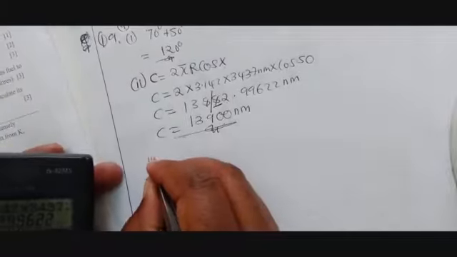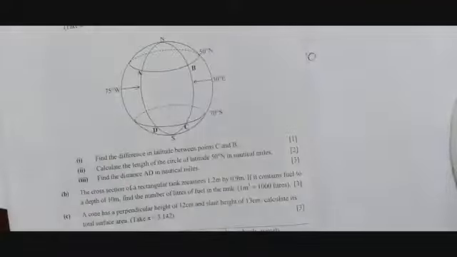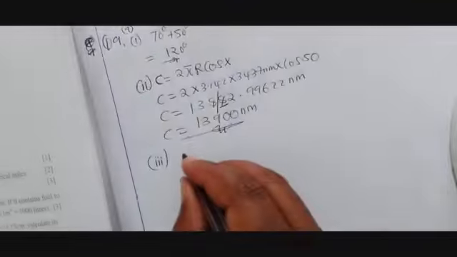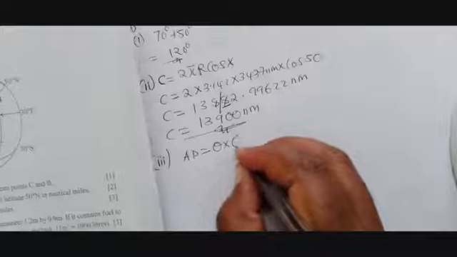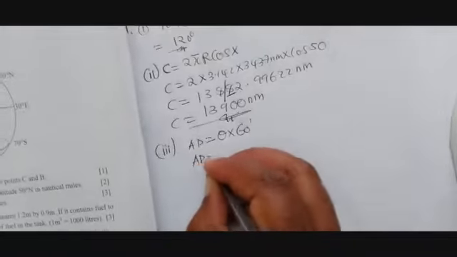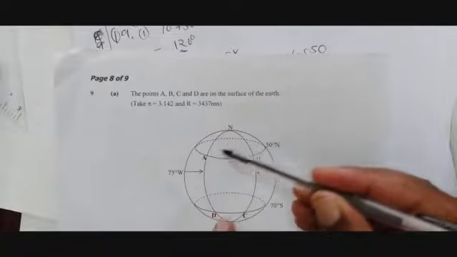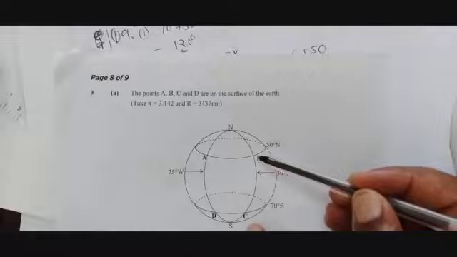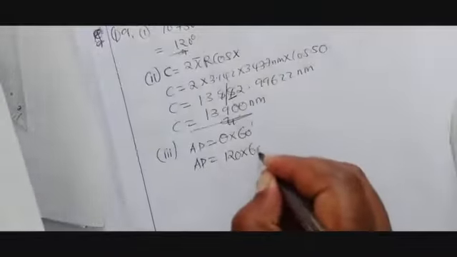Then Roman numeral 3. They are saying find the distance AD in nautical miles. Okay, AD in nautical miles. So we are going to say AD in nautical miles is given by theta times 60 minutes. So we'll say AD is equal to, what is our theta? The theta is the difference in latitudes between A and D, which is the same as the difference in latitudes for B and C. In this case, it's 120. So I'll say 120 times 60. All right?